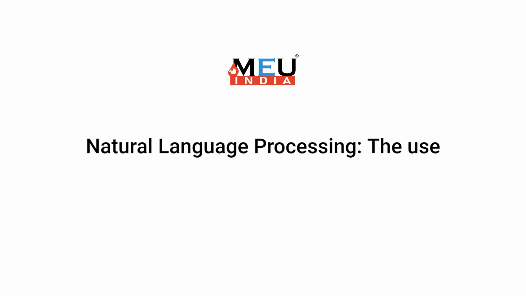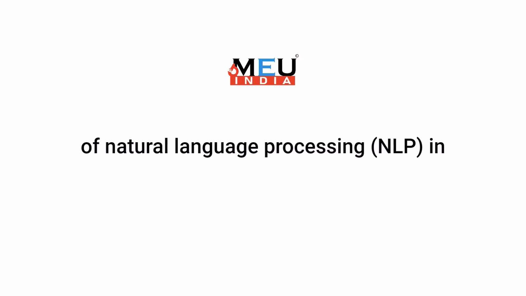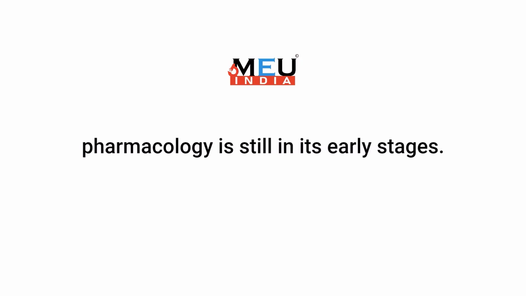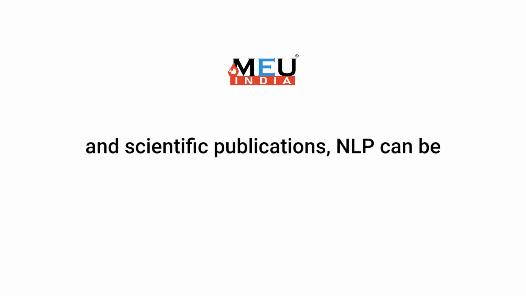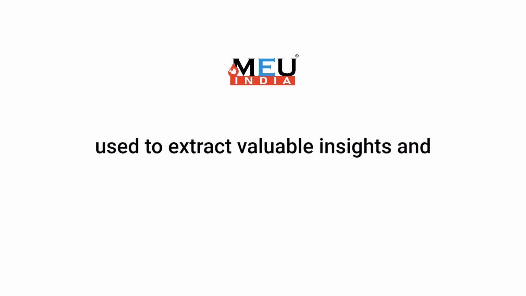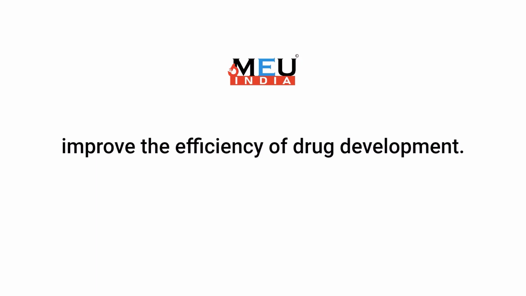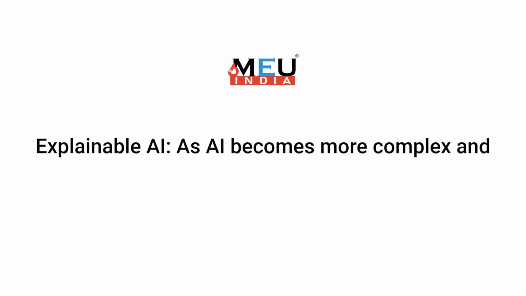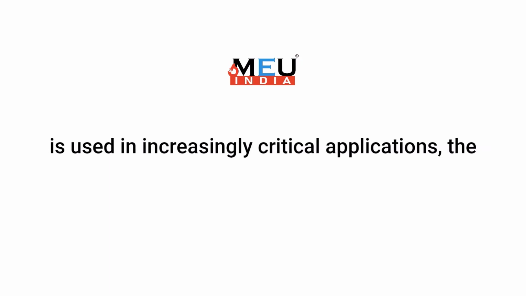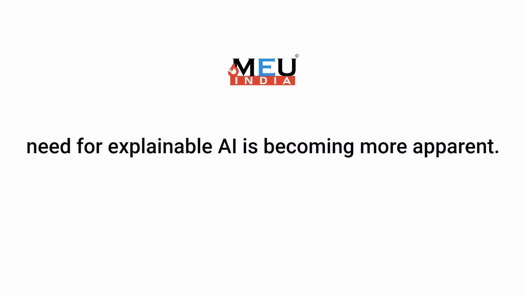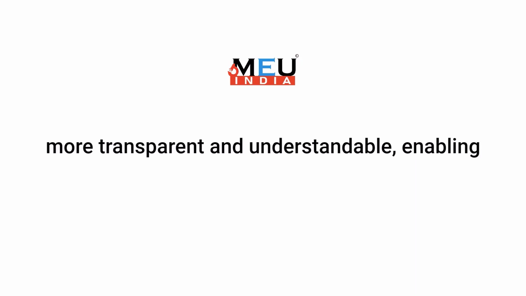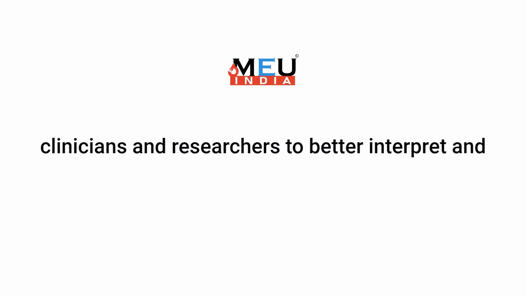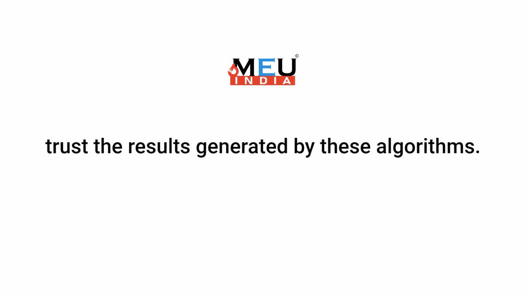5. Natural language processing. The use of natural language processing in pharmacology is still in its early stages. However, as more data becomes available in the form of electronic health records and scientific publications, NLP can be used to extract valuable insights and improve the efficiency of drug development. 6. Explainable AI. As AI becomes more complex and is used in increasingly critical applications, the need for explainable AI is becoming more apparent. Explainable AI aims to make AI algorithms more transparent and understandable, enabling clinicians and researchers to better interpret and trust the results generated by these algorithms.